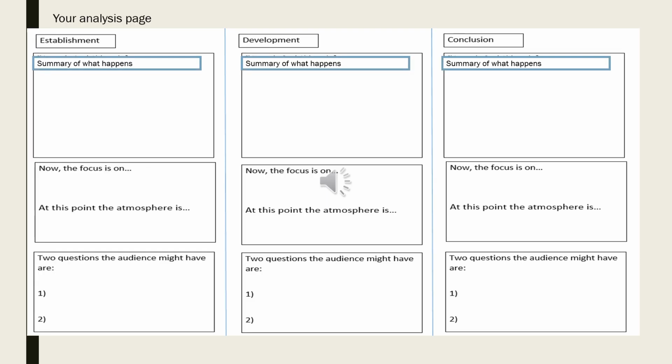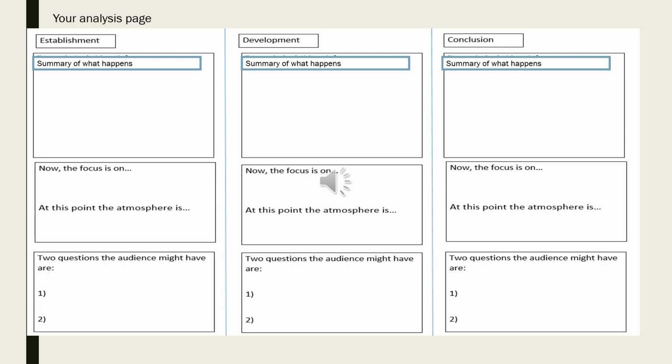So, when you're reading your whole source, even if you just take the first paragraph, you have to establish what's going on. Summarise what's happening. What is the focus? What is the atmosphere? And what are two questions that the reader might have?